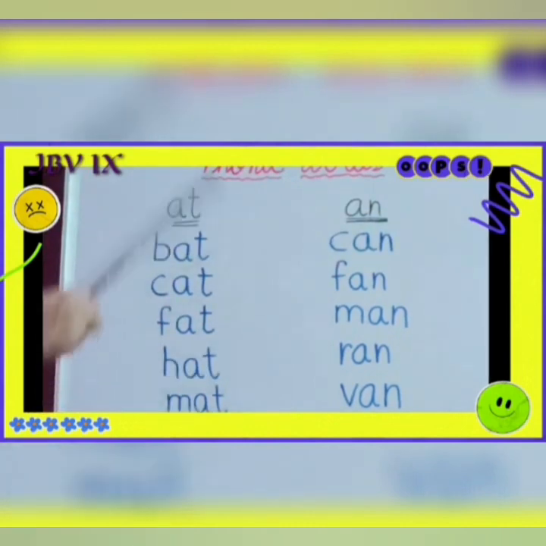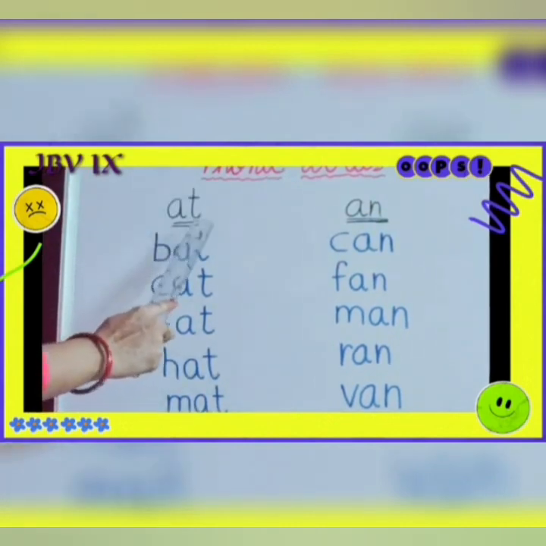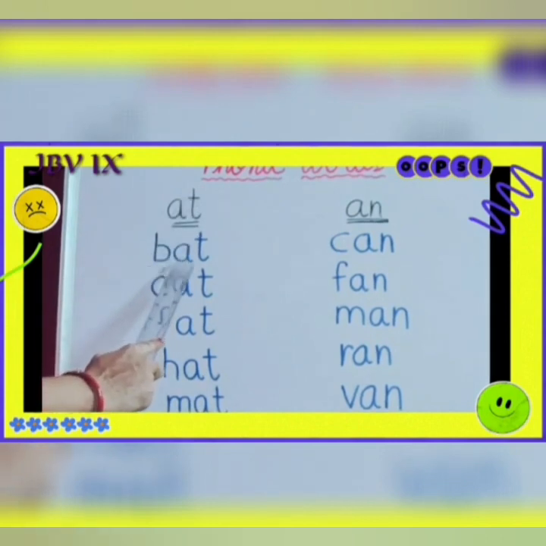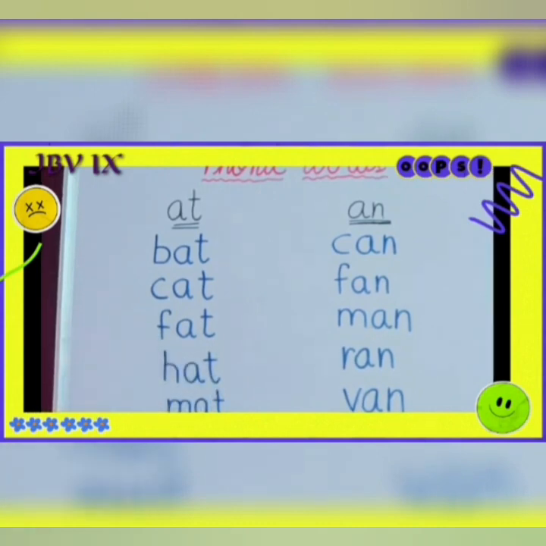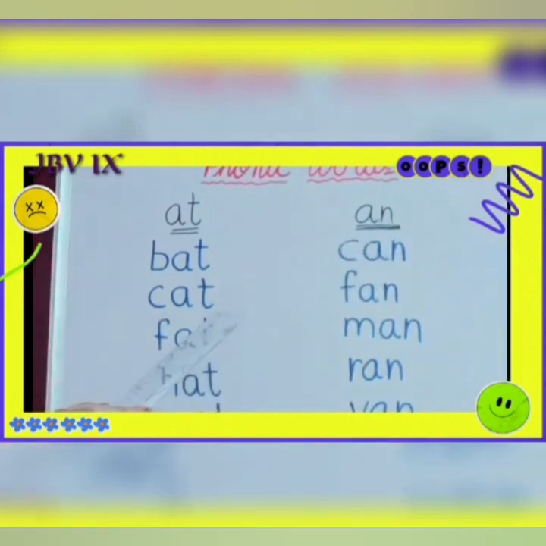Let's revise once, children. A, T, at. B, A, T, bat. C, A, T, cat. F, A, T, fat. H, A, T, hat. M, A, T, mat. A, N, an.